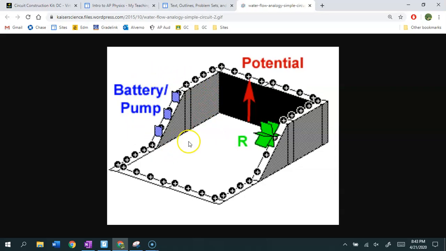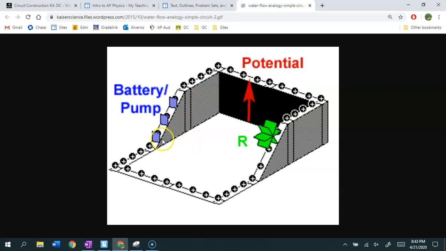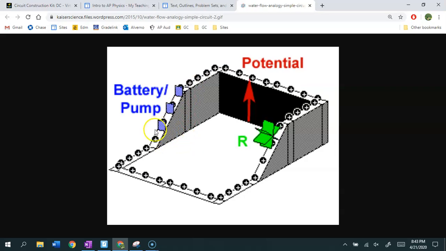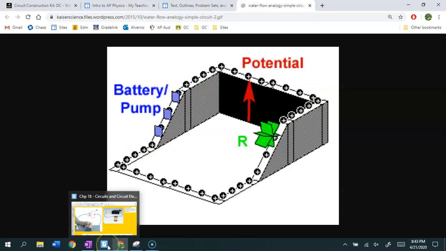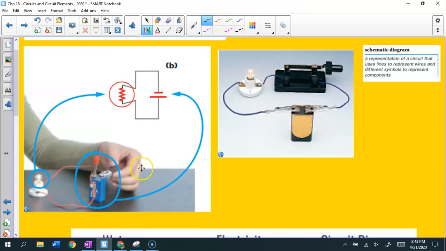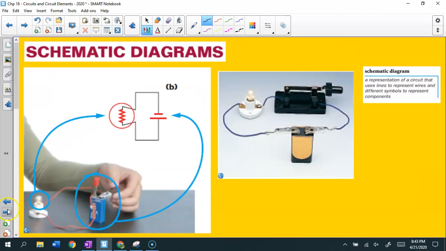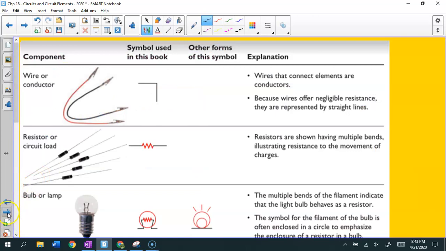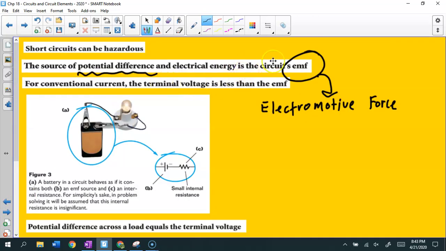All right. Now, that difference that's occurring, you see that difference between the top and the bottom, that's called the potential difference. Okay, that's actually what we refer to as a potential difference. Another word we give for potential difference is voltage. So the voltage of a battery is its potential difference. This writing over here says the source of potential difference in electrical energy is the circuit's EMF. So the battery serves as that electromotive force. It's the thing that moves those charges along.